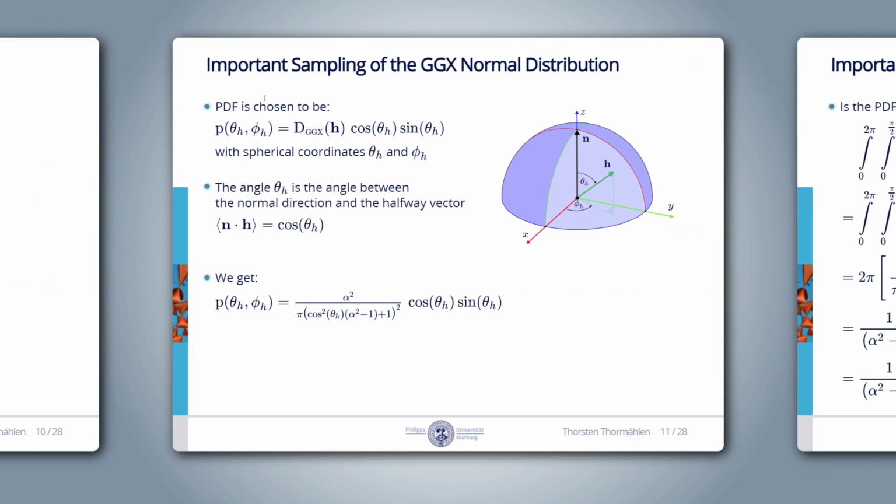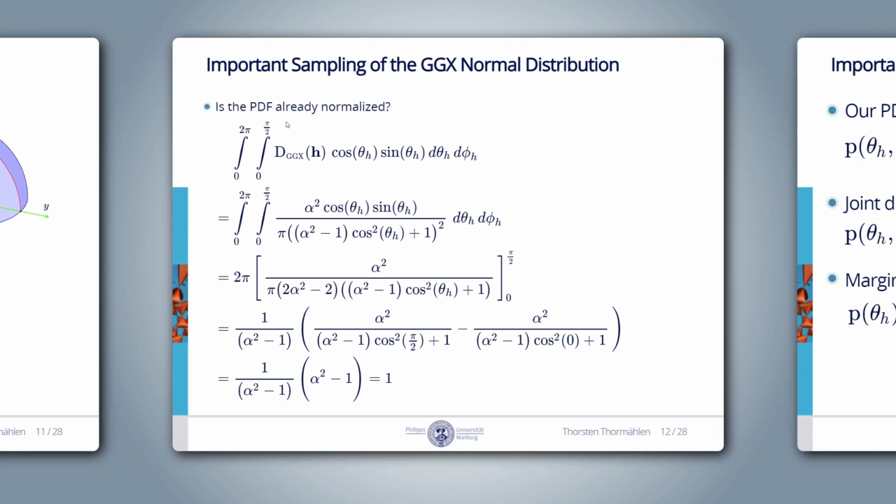To perform importance sampling of the GGX normal distribution, the PDF in spherical coordinates is chosen to be D_GGX of h times cosine theta times sine theta, where theta_h is the angle between the surface normal n and the half-way vector and phi_h is the azimuthal angle. The dot product of n and h is equal to cosine theta_h, and if we put in the cosine function in D_GGX, we get this PDF.